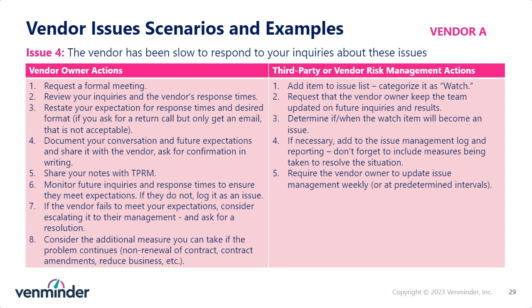From the third-party risk management perspective, always we're going to add that issue to the list. We're going to categorize it as a watch, maybe. We're going to request that the vendor owner keep the team updated on what happens after that discussion, what happens with future inquiries. And we will determine if and when that watch item is going to actually move to an issue, like it's going to go from watch to a low-risk issue or a moderate risk, whatever. If it's necessary, add it to that log, and don't forget all the measures being taken to resolve the situation, and then always request that the vendor update the issue management weekly or when it's appropriate.